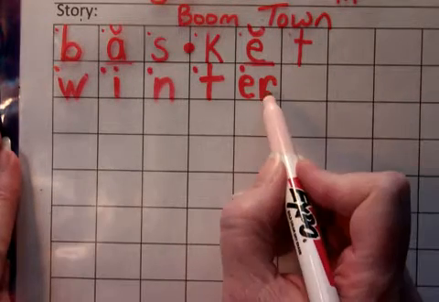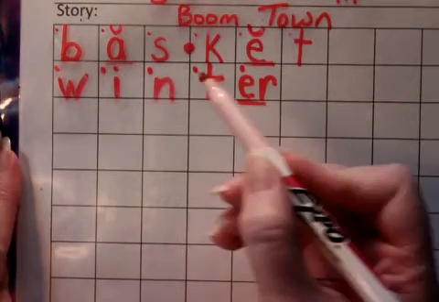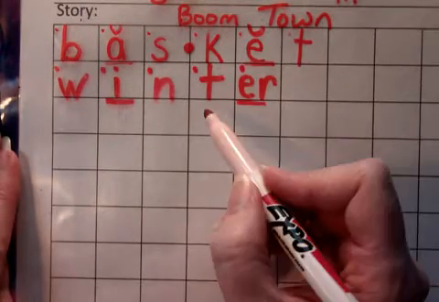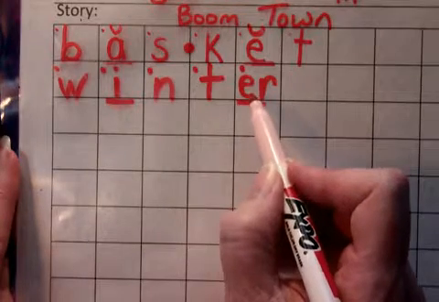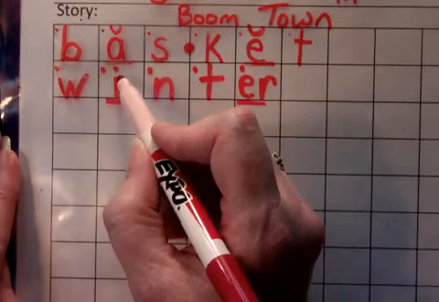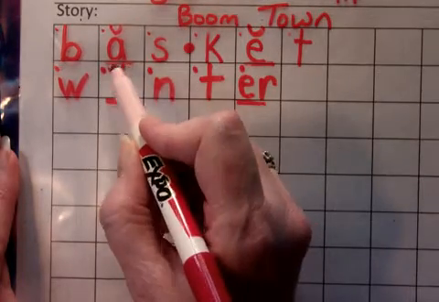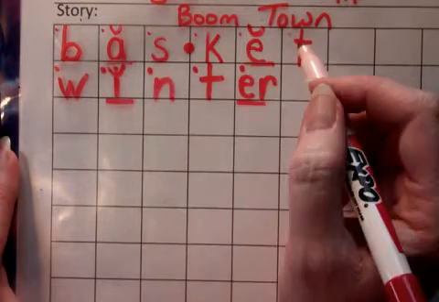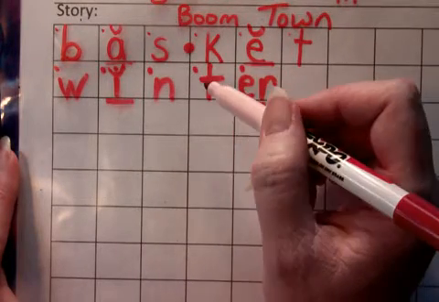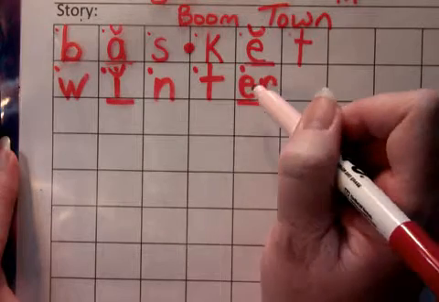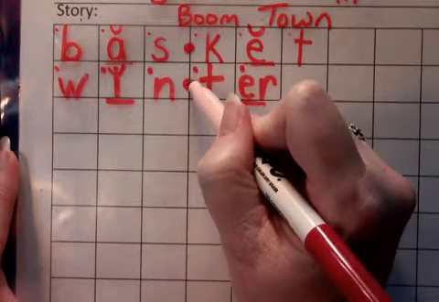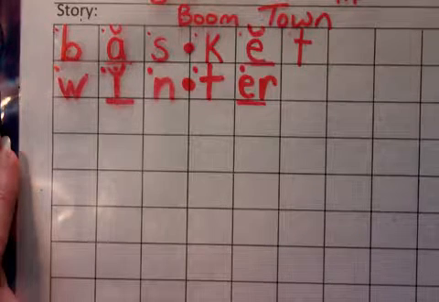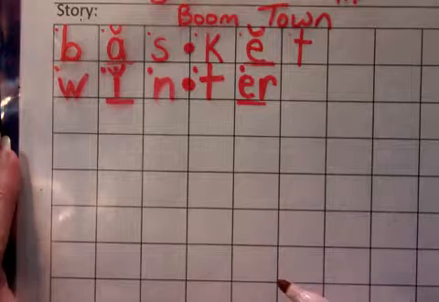Winter. This is an R-controlled vowel. That is a vowel sound. And this is a vowel. We've got two vowel sounds. We've got two syllables. We need to break it. If the I is short, that means that's a closed syllable. One vowel followed by one or more consonants. The vowel is short. And ter is the second syllable. We break it right here. Winter.